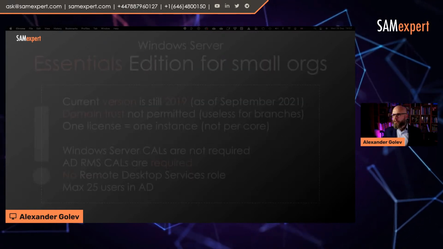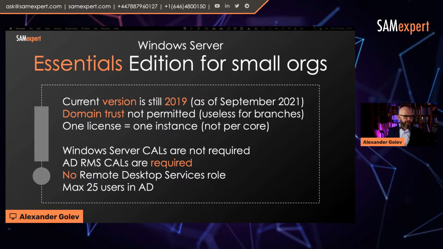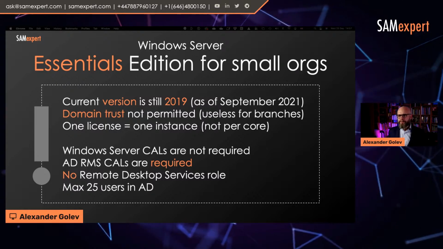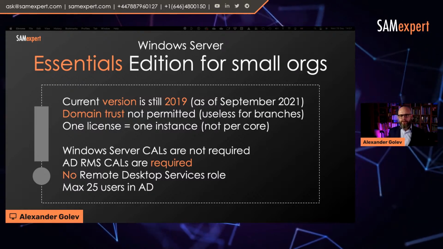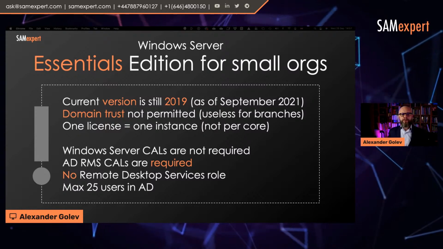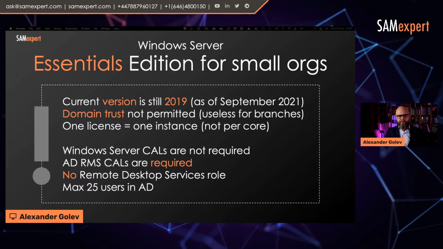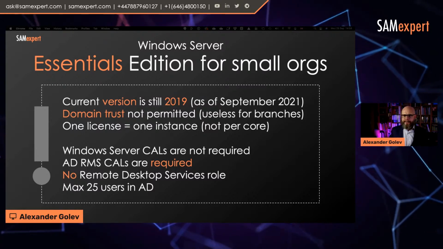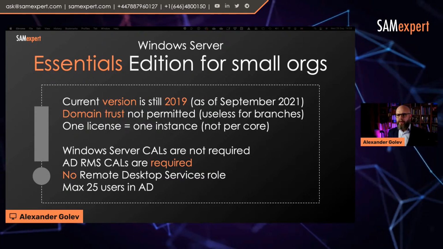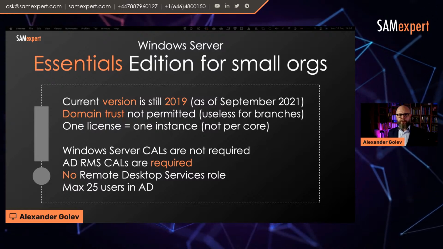Essential Edition, the Windows Server edition for small organizations. Current version is 2019, as I said. It has lots of limitations. Domain trust is not permitted. It can be one domain. It's not licensed per core, it's licensed per instance. You basically buy one license for one server for Essential Edition. But it may only have 25 users. Very simple licensing model. The only caveat is remote desktop just doesn't work on it.